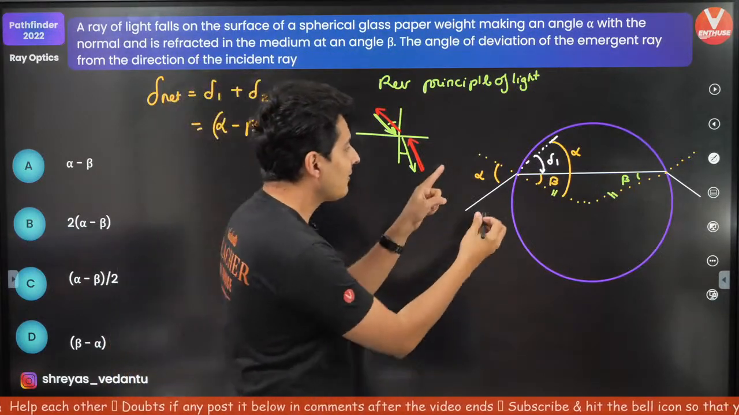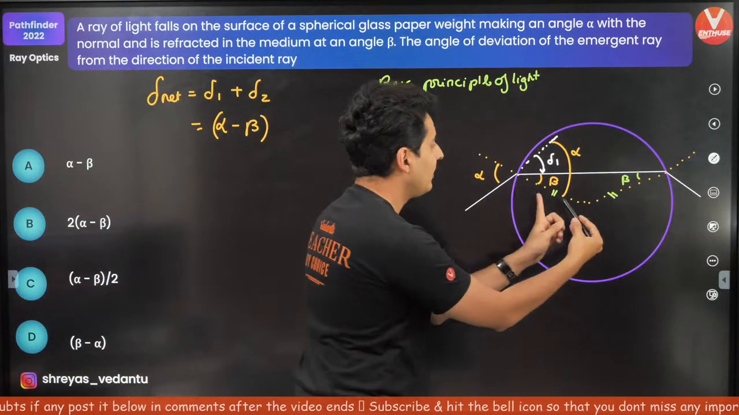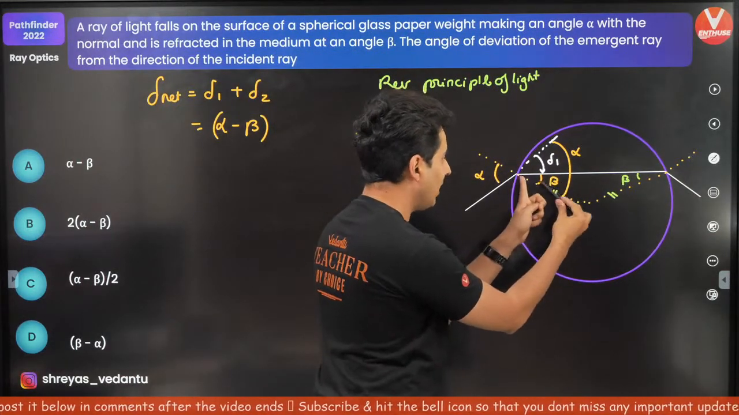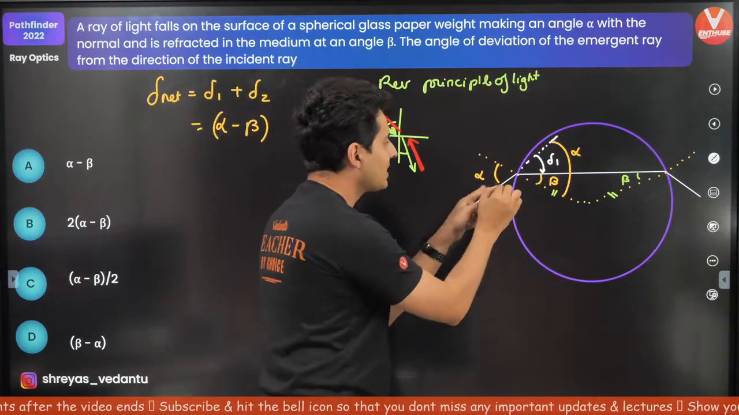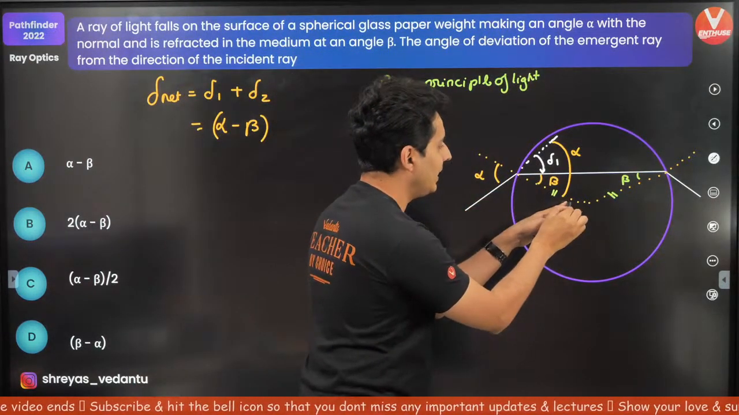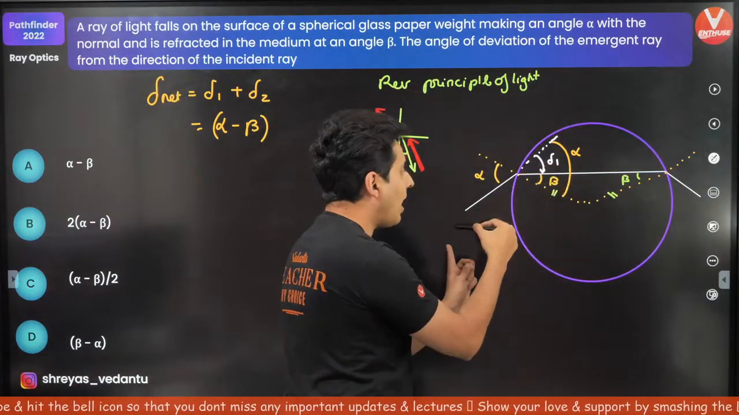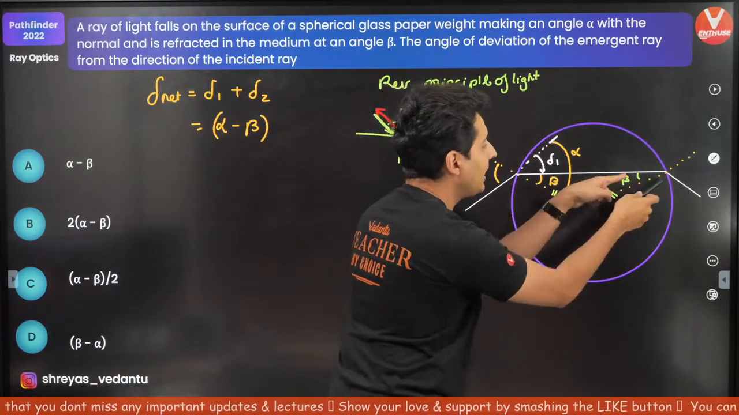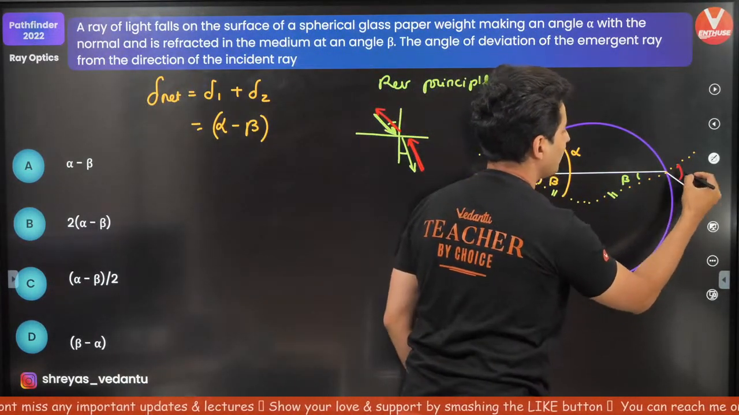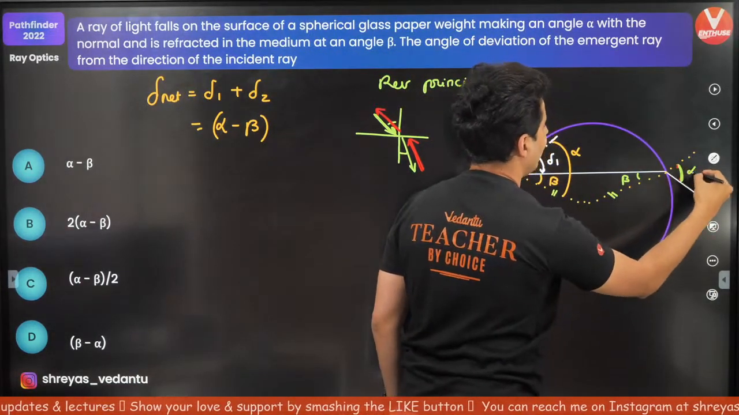That means if light falls at alpha, it comes in at beta. So if light comes in at beta, it will come out at alpha. Got it? Light comes in at alpha, it refracts at beta. That means if light is incident at beta, it will refract at alpha. It should come out at what angle, my warriors? It should come out at alpha.